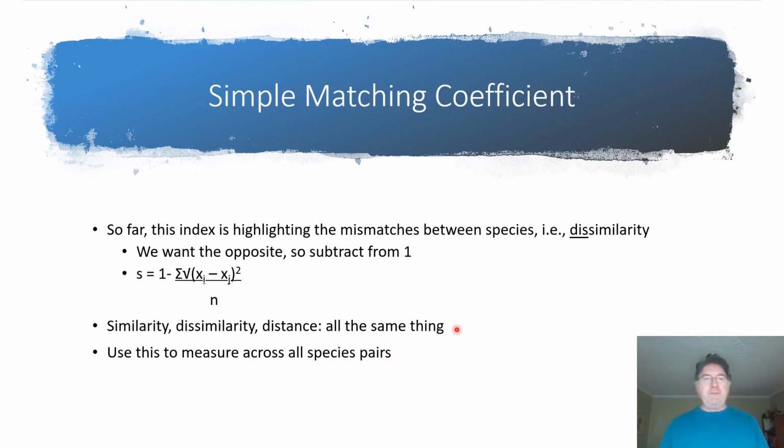So I knew this was coming up real early, but I guess I spilled the beans, stepped on my punchline a little bit earlier. So now we want to use this simple matching coefficient to measure across all species pairs. And to generalize this, we would incorporate yet another subscript here. But let's walk through this.